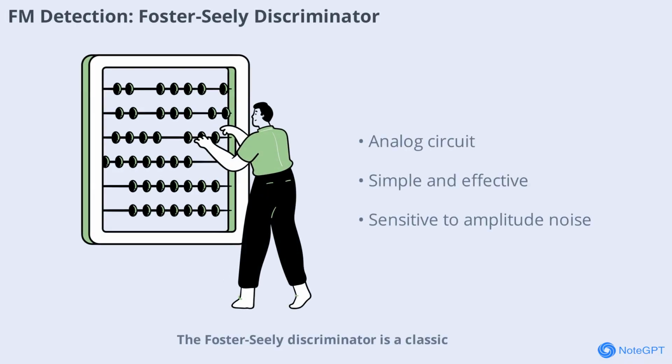Foster-Seeley discriminator is a classic analog circuit used for FM detection. It converts frequency variations in the received signal into amplitude variations, which can then be processed to recover the original message. The Foster-Seeley discriminator is known for its simplicity and effectiveness, especially in analog FM receivers. However, it is more susceptible to amplitude noise compared to PLL-based detectors.